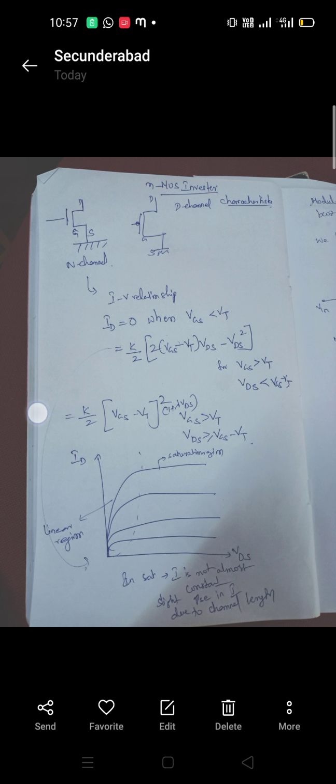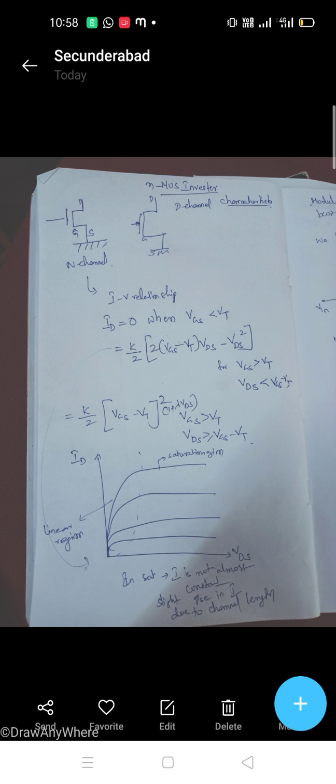Okay. And if we see the current to voltage relationship, we derived three equations under three conditions. One is ID equals 0 when VGS is less than VT, that is the threshold voltage. When the input voltage is less than the threshold voltage, the drain current will be 0. And the second equation, ID equals K by 2 into (VGS minus VT) into VDS minus VDS square, for VGS greater than VT and VDS less than VGS minus VT.